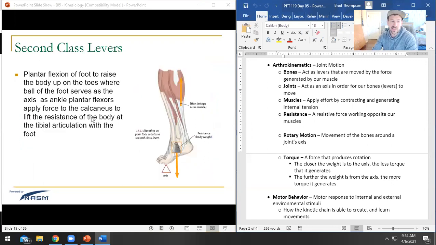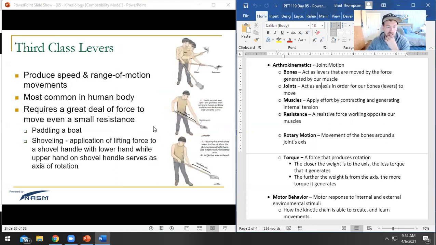One really common way that we look at this, your calf muscle is a perfect example, right? Your calves are just like a wheelbarrow. If I'm literally just going up onto my toes, that is exactly the wheelbarrow action, right? My axis is the very tip of my toes. So that is what we're going to see during plantar flexion. It's a second class lever.